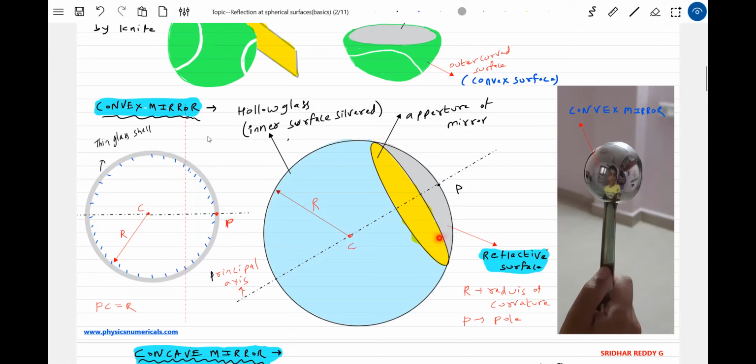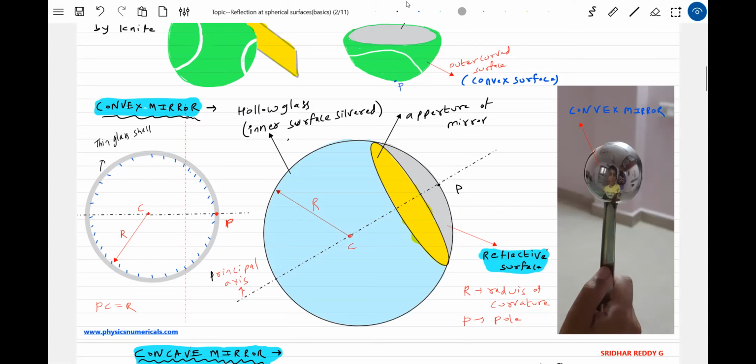So this is the structure that will be available. I'll separate it. That will become a convex surface. Right? And this surface will be available for reflection. This surface I'll be using for the reflection. Now the geometrical center of this mirror, the pole P, will come here in case of this.